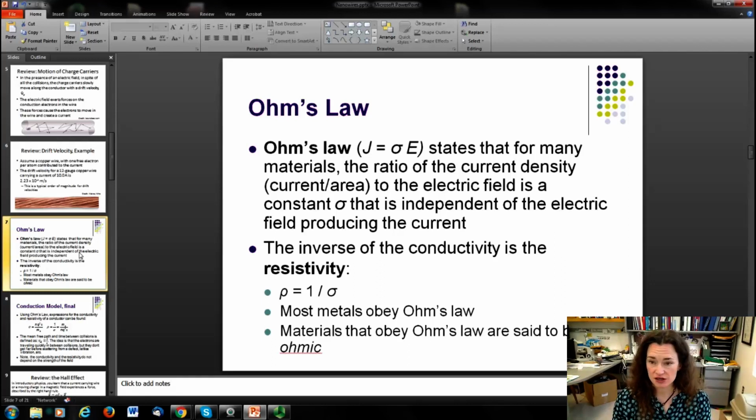Now, sigma is a constant that's independent of the field producing the current and only depends upon what kind of material you have. The resistivity is the inverse of the conductivity. So rho, which is often used as the resistivity, is 1 over sigma. Okay? Now, most metals obey Ohm's law, and materials that obey Ohm's law are said to be ohmic. Semiconductors do not fall into this class of materials, nor do insulators. Okay? And it's also worth stating that Ohm's law is for bulk materials, and it doesn't necessarily apply to nanoscale materials.